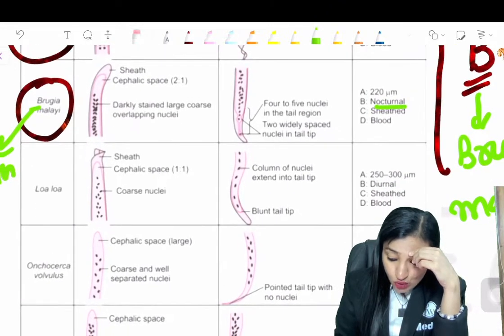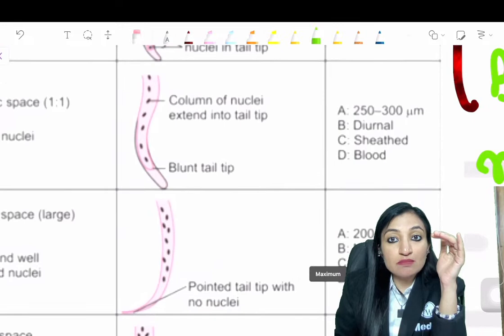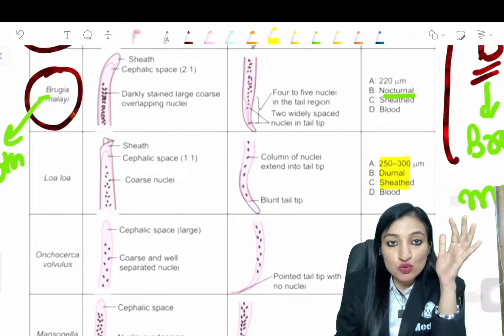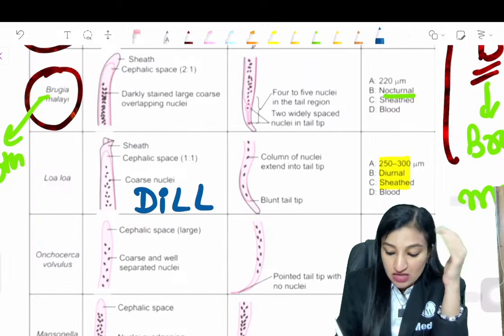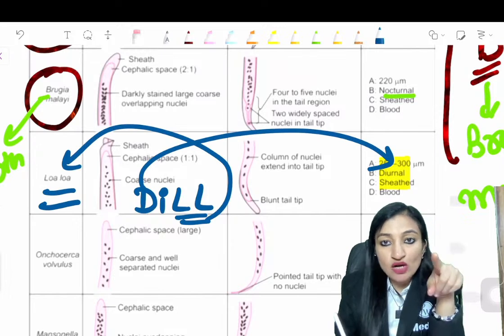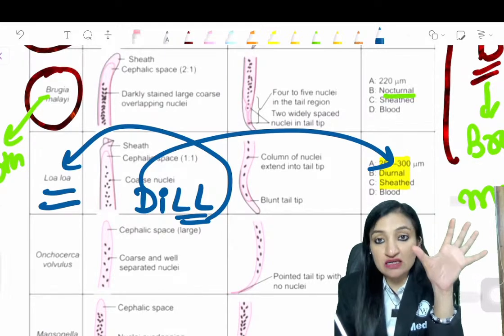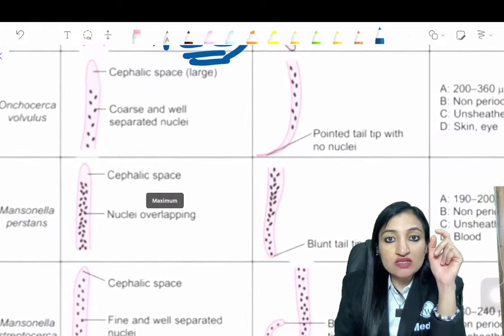Then Loa loa. Now remember, in case of Loa loa, a column of nuclei is extending into the tail tip, and the tail tip is blunt. Loa loa has diurnal periodicity. This MCQ comes. Remember DILL. Dil, in English, means heart. D for diurnal. LL means Loa loa. Small i I have written because small i stands for nothing. It's a vowel. Ignore it. So remember Dil: D for diurnal, LL Loa loa. Okay.